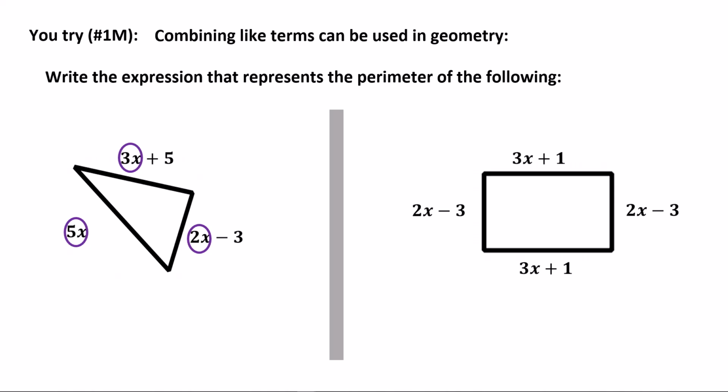So we can combine the x terms to be a total of 10x, and then the two constant values total 2. So the final expression for the perimeter of this triangle is 10x plus 2.